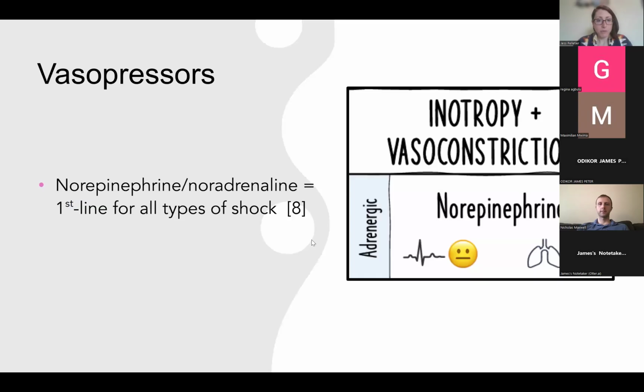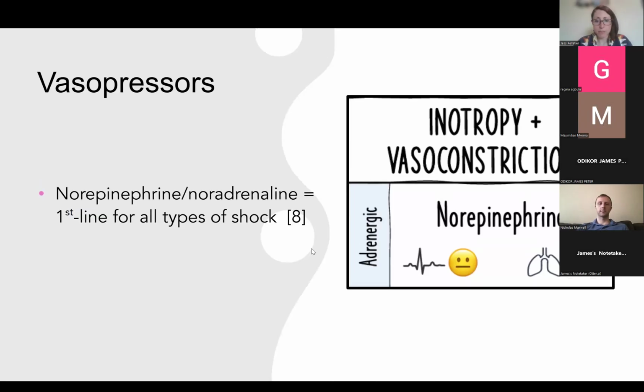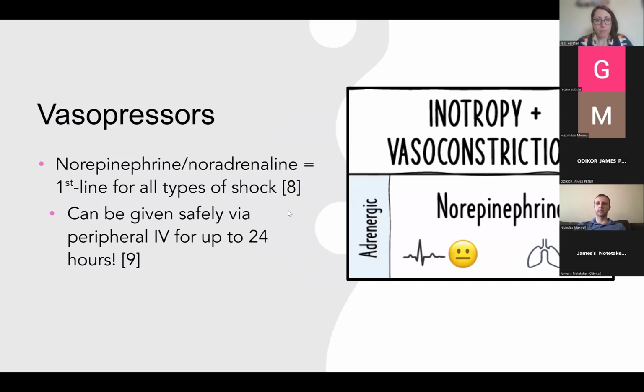Okay, and then for vasopressor management, like I said, norepinephrine is usually first line for most types of shock, and that's very true here in the setting of septic shock. This is also known as noradrenaline, so I do apologize that this is the American version, but noradrenaline is the same drug as what we're talking about. All right, and then one thing to note is that you can give noradrenaline via a peripheral IV for up to 24 hours quite safely.